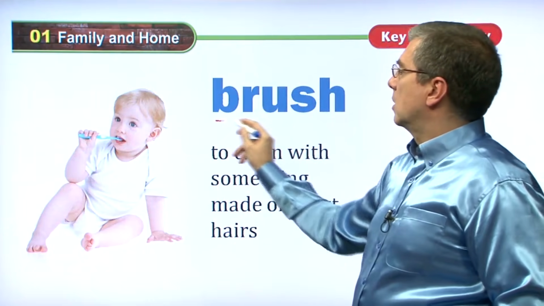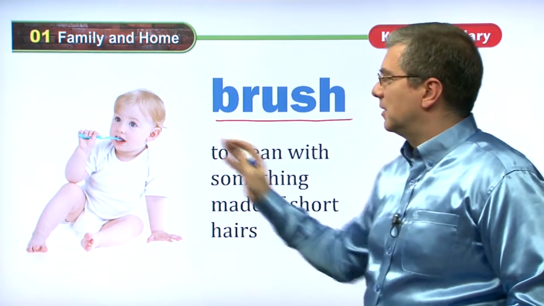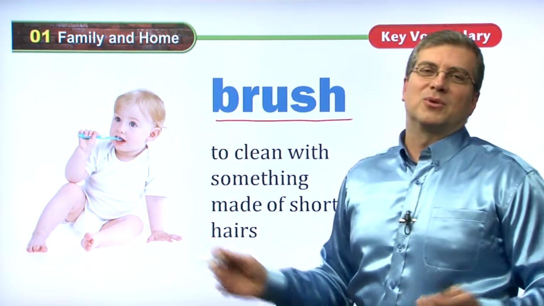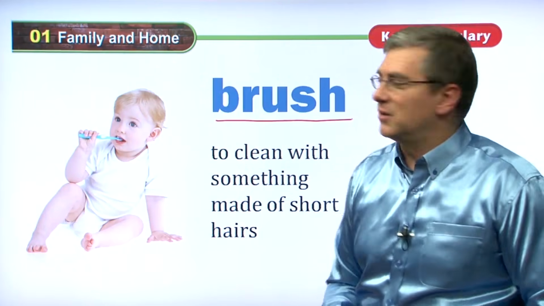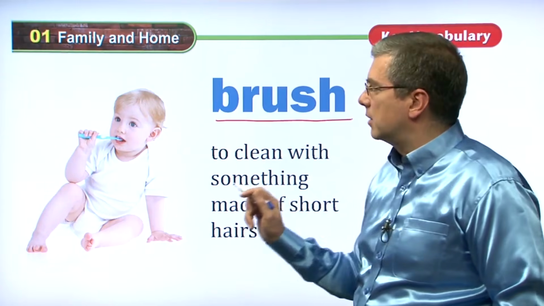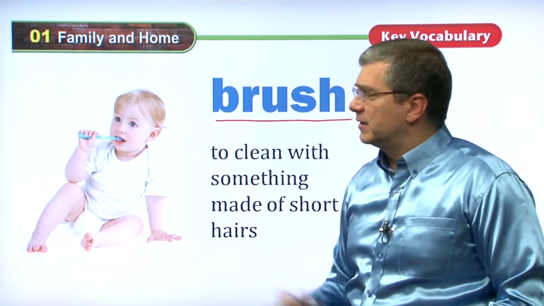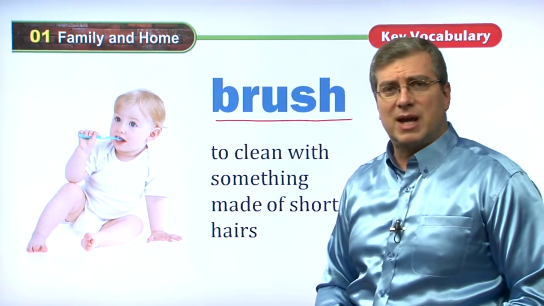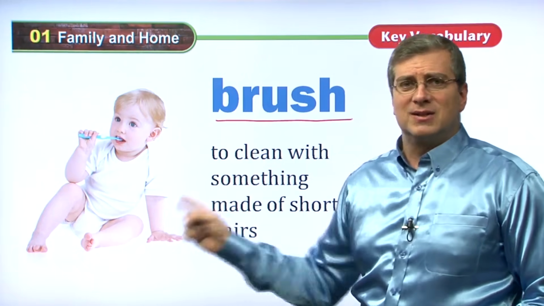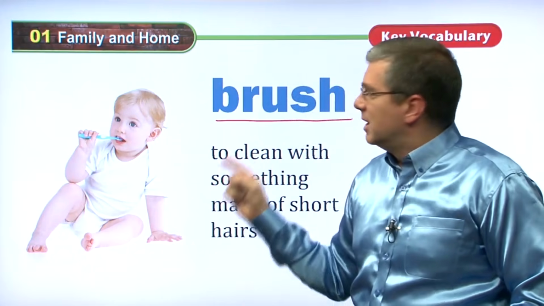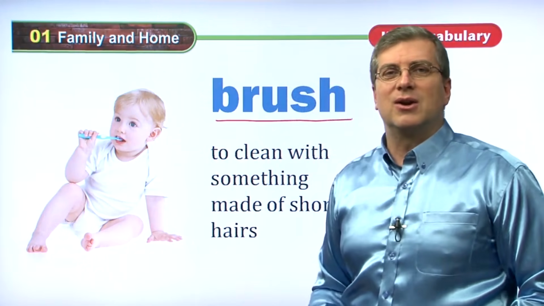Brush. Now here's a word that's interesting with family and home. It's one of our perhaps responsibilities to take care of ourselves, right? Brush means to clean with something made of short hairs. So if you look at this baby, this is a very smart baby, right? Usually babies don't do this by themselves, but this is a smart baby because this baby is brushing, I'm not sure, brushing her teeth at a very early age.